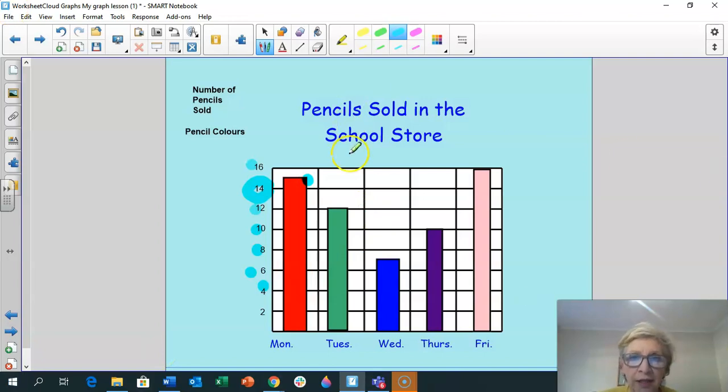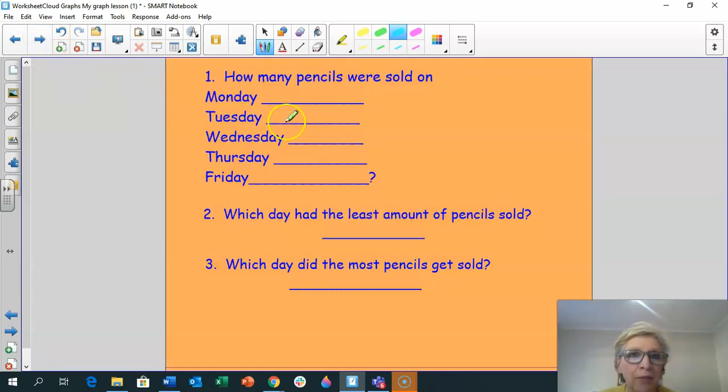All right. On Tuesday, there were 12 colored pencils sold. On Wednesday, there were 7, because it's between 6 and 8. On Thursday, 10. And on Friday, 16. How many pencils were sold? We've covered all those. I'm not going to go over it again.